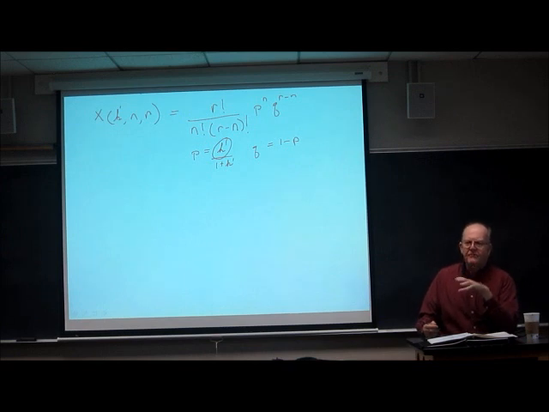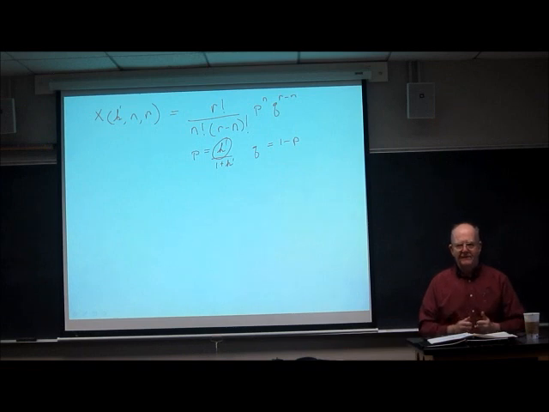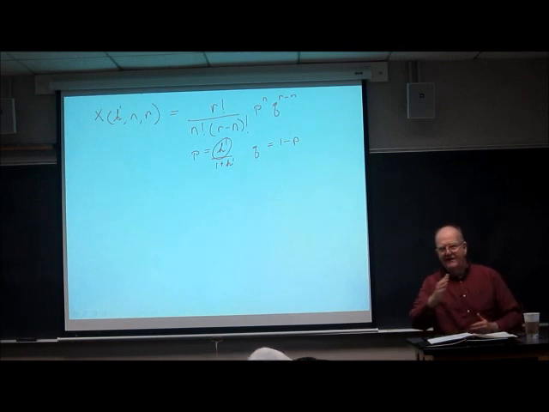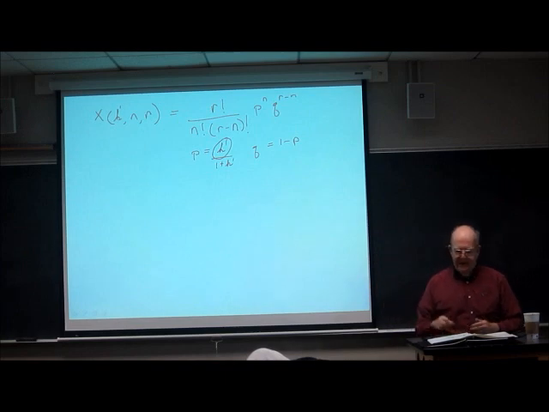The two most important characteristics of a distribution are, A, its center of gravity, its center of mass, its average position in the set of tubes. And we can easily calculate that.